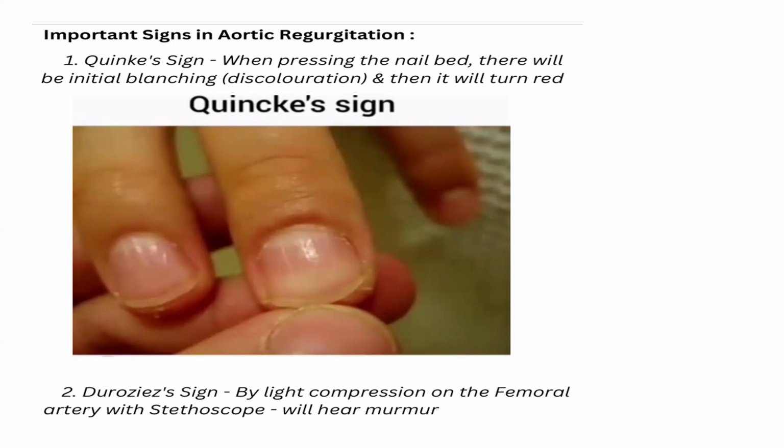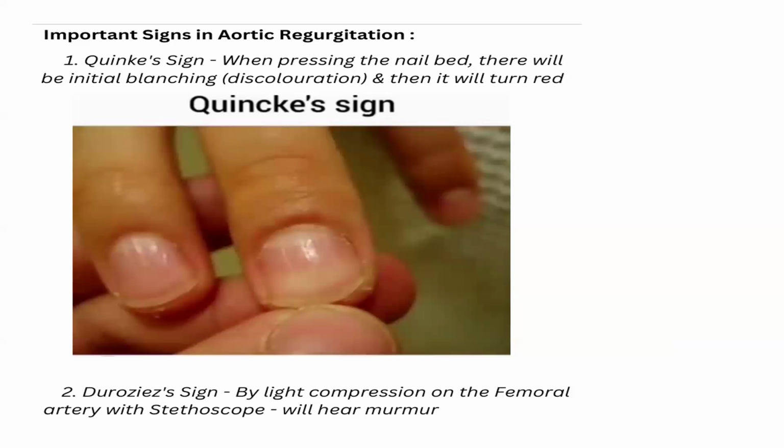Exactly, I'll tell you what's happening in Quincke's sign. Quincke's sign is also sometimes called Quincke's pulse. It's a clinical finding observed in severe aortic regurgitation, that is also the chronic type. You'll see visible pulsations in the nail bed when light pressure is applied, and it causes the nail bed to alternately flush and blanch with each heartbeat because of this regurgitation phenomenon. Because the blood supply is not constant, there is regurgitation coming out. Then Duroziez's sign.